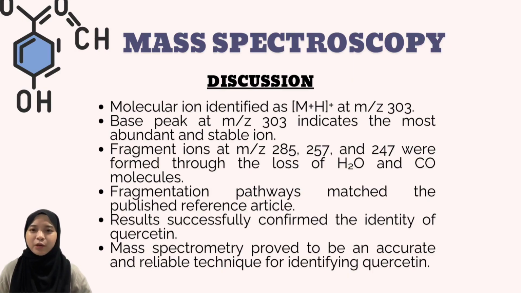Based on the results, quercetin was successfully identified by its protonated molecular ion M plus H+ at M/Z 303. The fragmentation pattern also matched the reported fragmentation pathway for quercetin. The fragment ions at M/Z 285, 257 and 247 were formed through the loss of H2O and CO molecules. Overall, the molecular ion, base peak and fragmentation pattern agree with the published data, showing that mass spectrometry is an accurate and reliable technique for identifying quercetin.